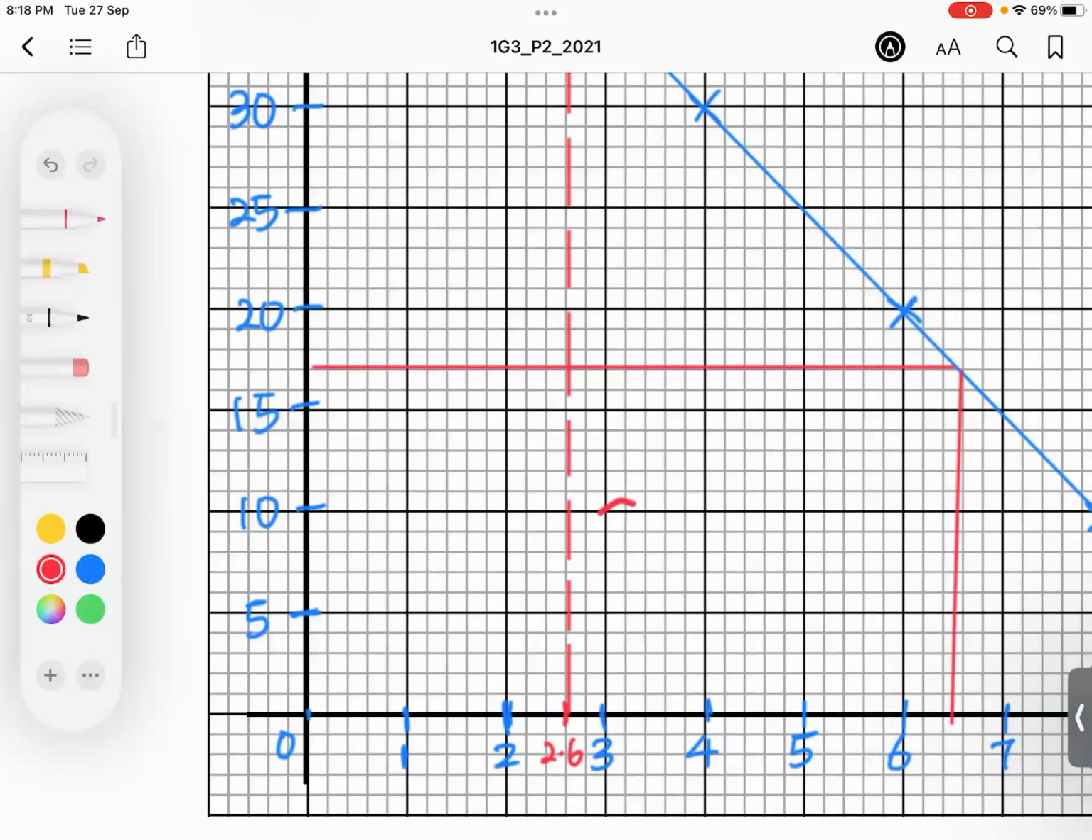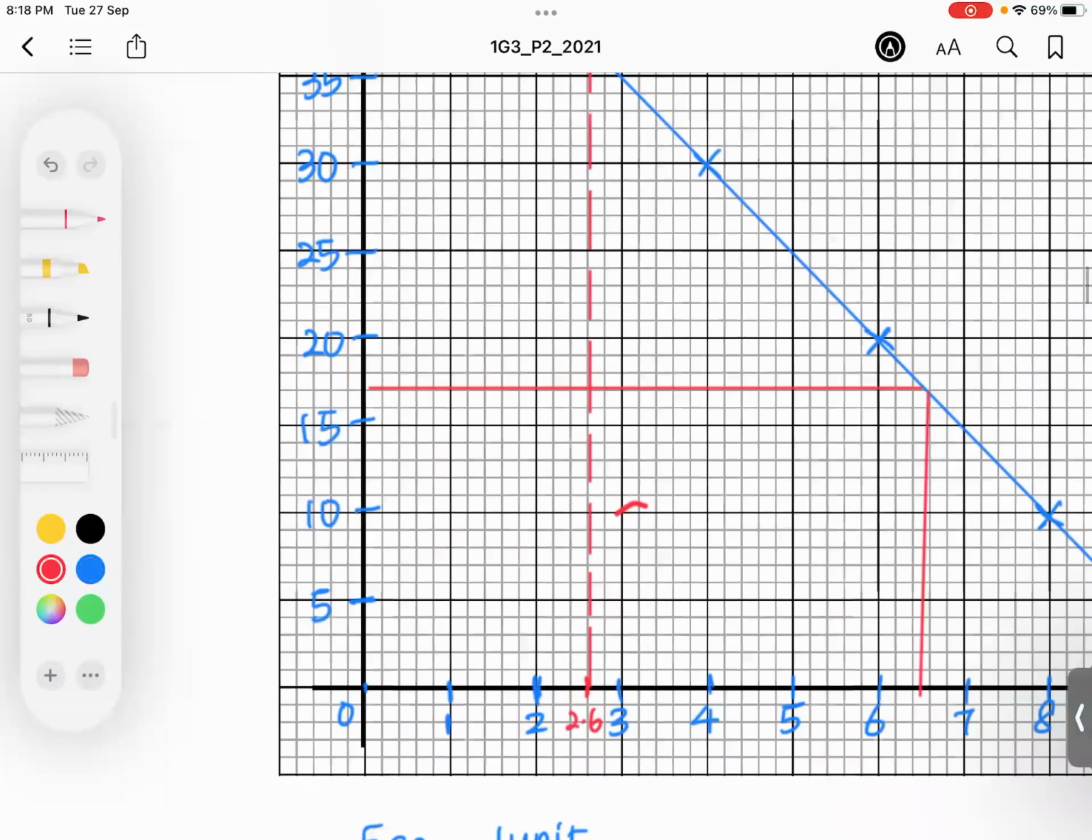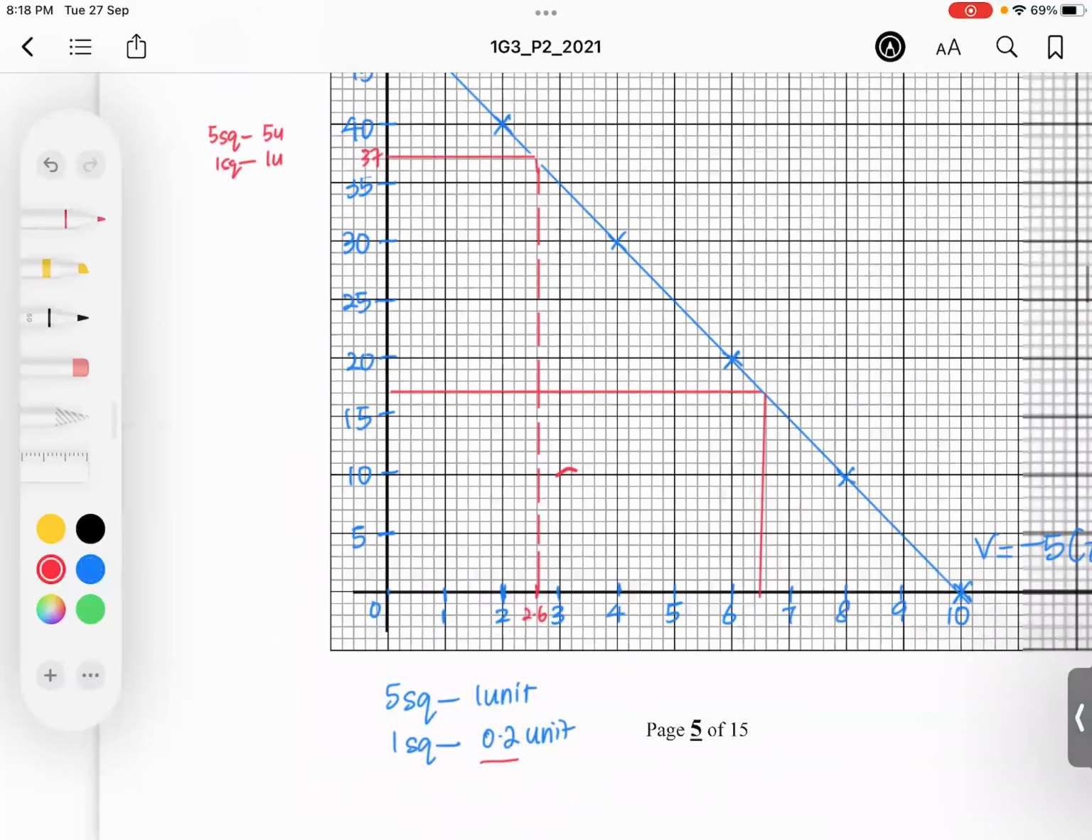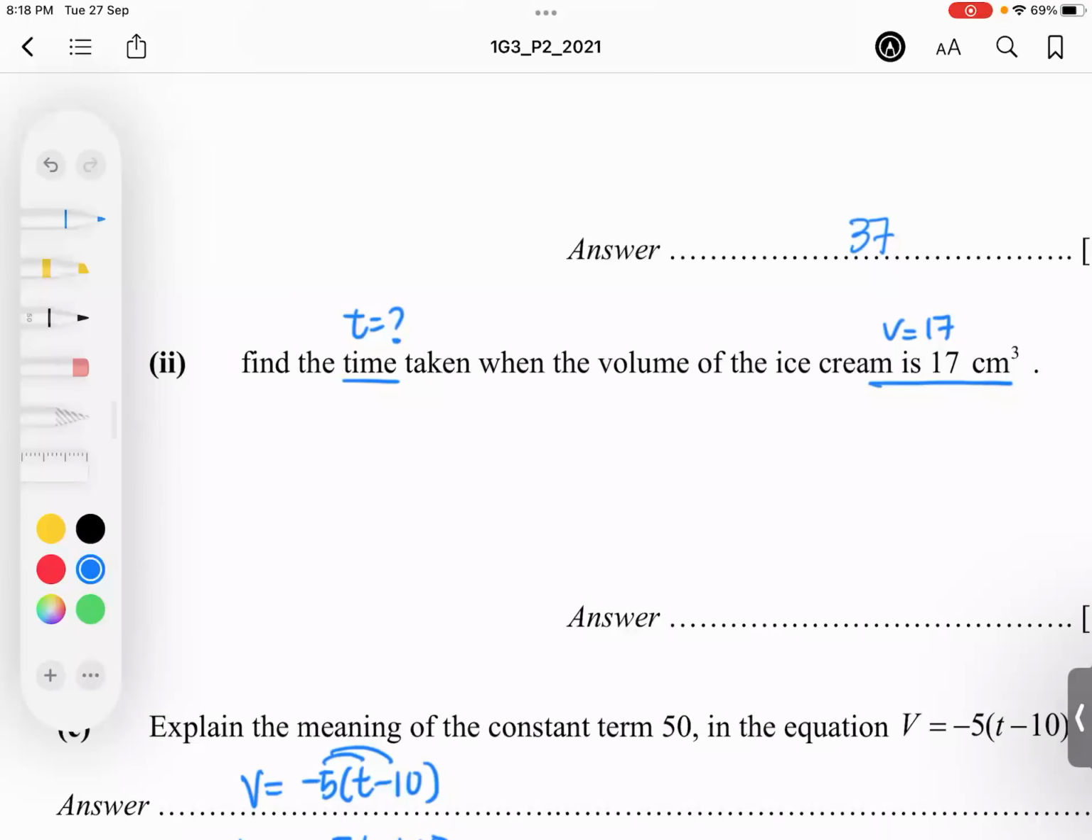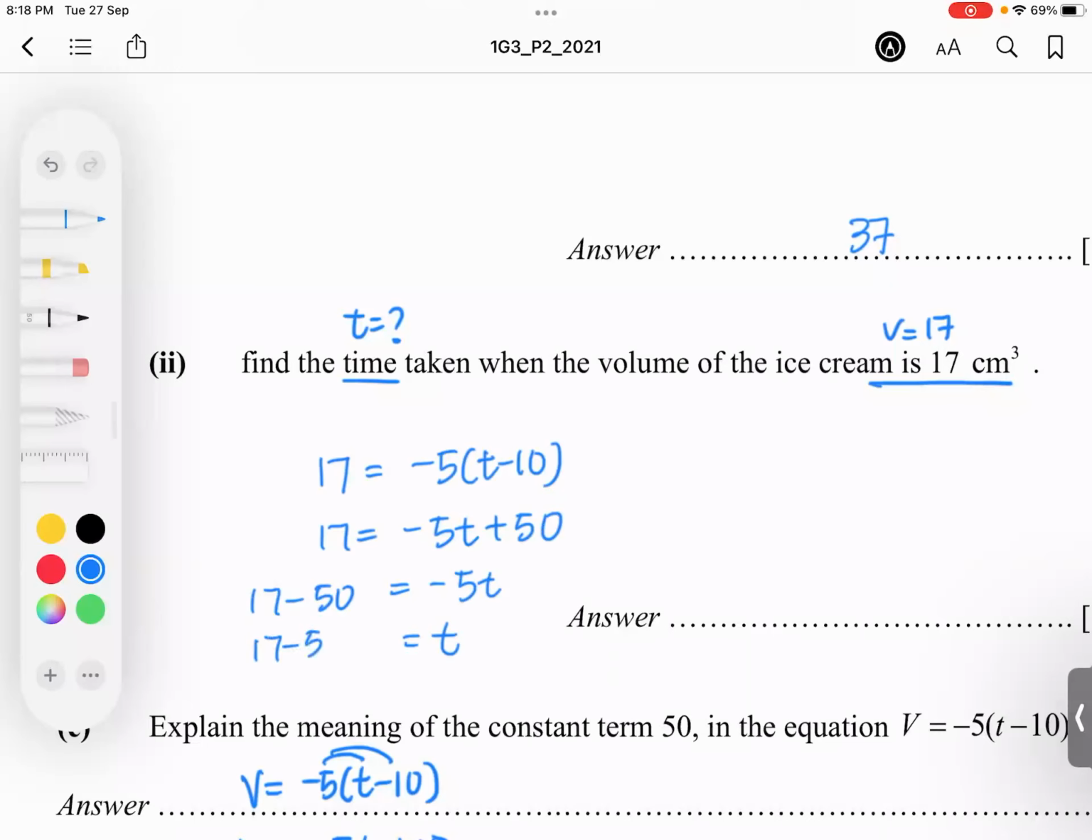So if on your own graph you're not very sure what your answer is, you can work backwards on the graph paper. So you have 17 equals to -5t plus 50. -5t equals to 17 minus 50, t equals to (17 minus 50) divided by -5. Then you should be able to get an answer.